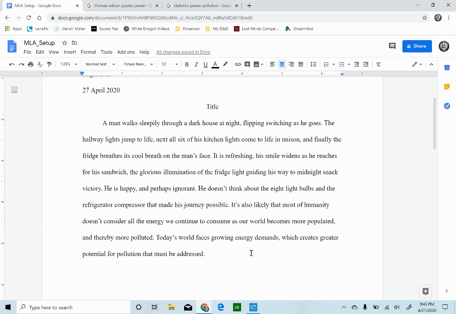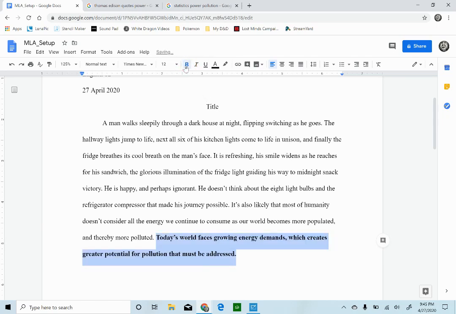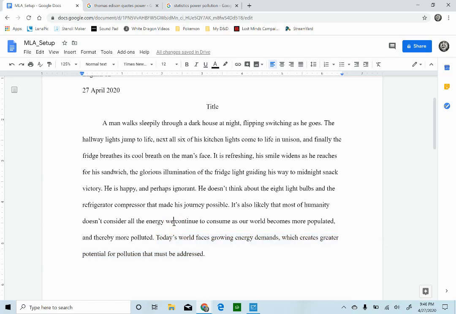So there's an example of telling a short story and tying it into my thesis, and this would be a whole intro paragraph. Now, my thesis is always the last sentence. Lock this in your brains. The last sentence is always your thesis statement. So take your thesis that you wrote the other day and plug it in at this part. I don't want to see it anywhere else, okay? I also noticed I had a couple typos in here. Oh, here's an important thing that I need to tell you guys. It's also that most of humanity doesn't consider all the energy we continue to consume.